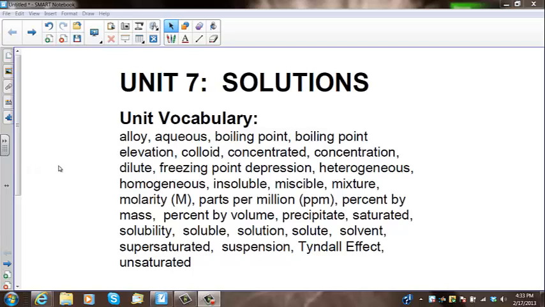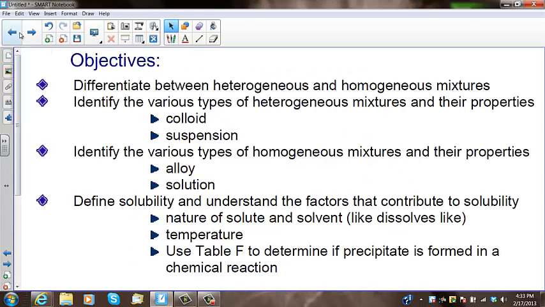Okay, so this is Unit 7, Solutions, and this is Lesson 1. As you'll see, there's a whole bunch of new vocabulary that we're going to learn in this lesson. It is important that you understand what each of these words mean, as they may be tested on the Regents exam. So, what do we plan to cover today?